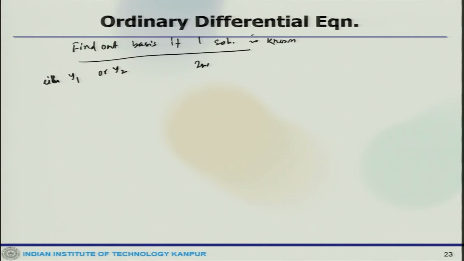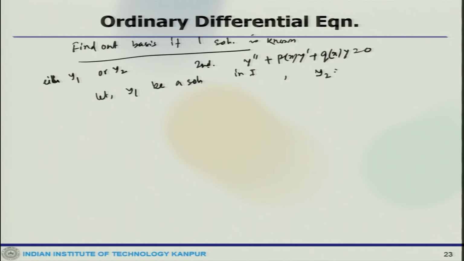Like the second order system is given: y double prime plus p x y prime plus q x y equals 0. So, let y1 be a solution in I, then y2 would be u y1. So, here y2 prime would be u y1 prime plus u prime y1, and y2 double prime would be u double prime y1 plus 2 u prime y1 prime plus u y1 double prime.